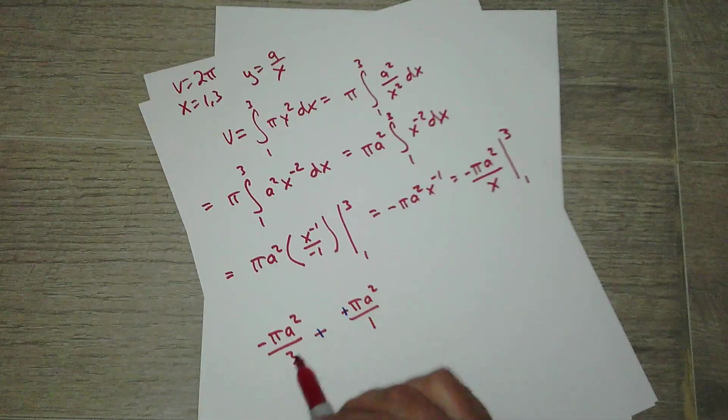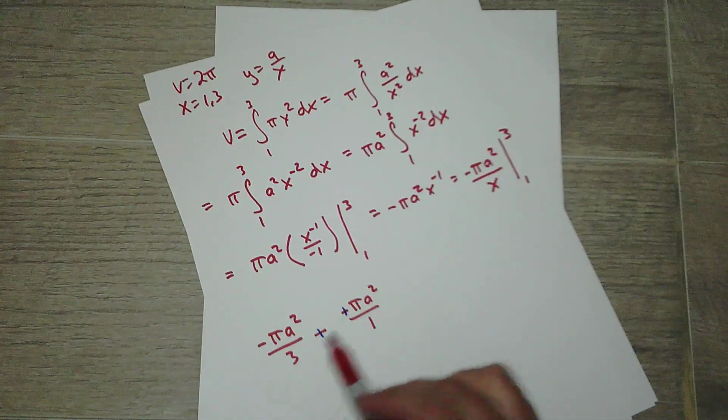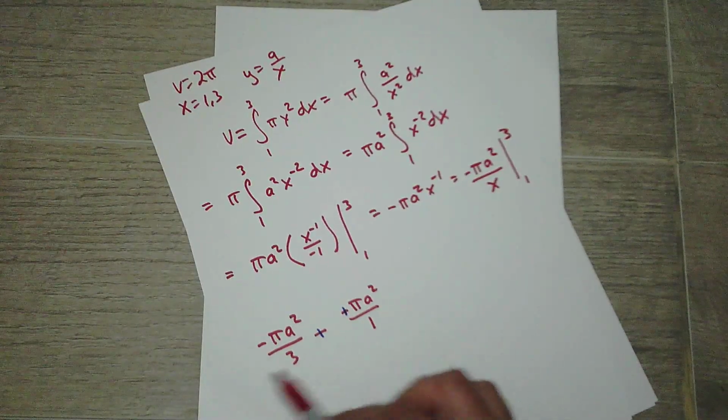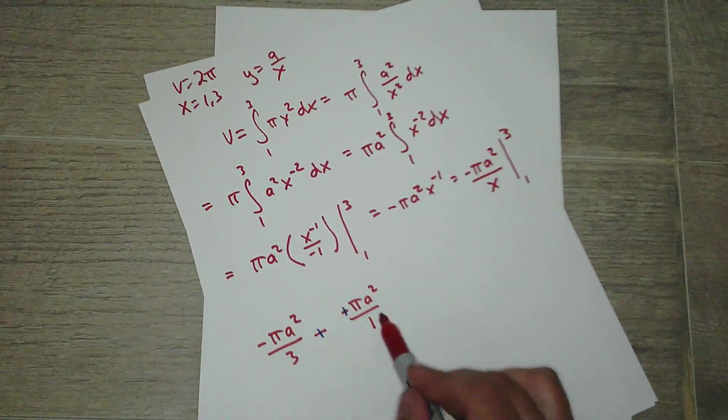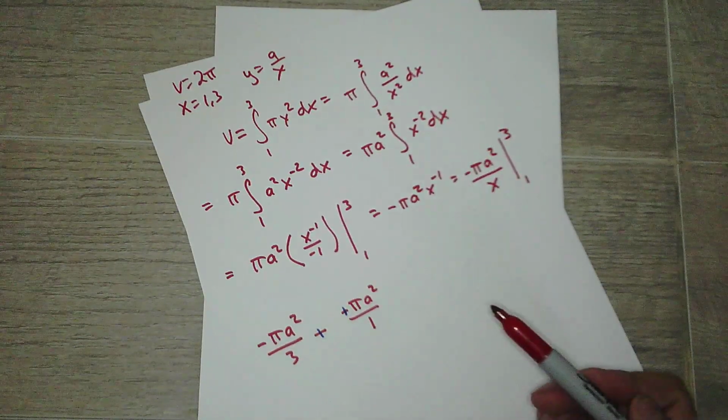So same numerator, different denominator. In order to add fractions, you have to have a common denominator. So obviously the common denominator of 1 and 3 is going to be 3. This stays the same, I just multiply this by 3 and put it over 3. So basically this is 3 pi A squared over 3.